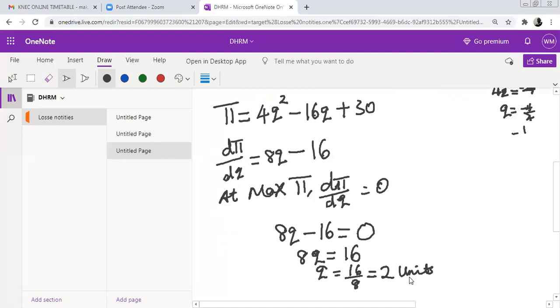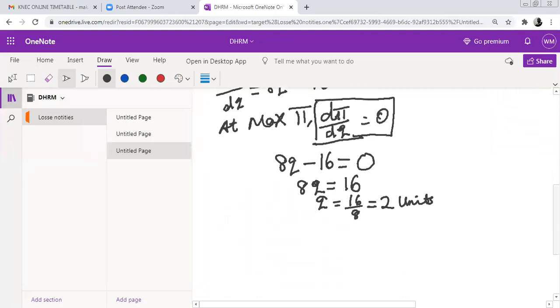So if you are told to determine the number of units that will maximize the profit, you just differentiate the profit function. You get your dπ/dq, and then the equation that you get, you equate it to 0, and then you solve that equation and find the q, which is the number of units. So very important: at maximum profit, dπ/dq is always equal to 0. And how do you get the dπ/dq? Just differentiate the profit function.